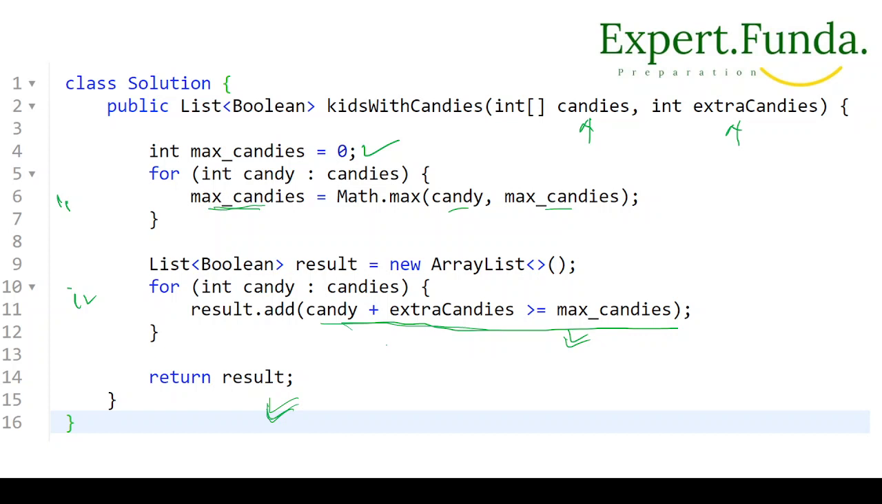Now you can see that we are iterating over the candies. So for the time complexity, what do we have? O of n, because we are iterating over all the candies. If we have n candies, the time complexity will become O of n, and we are adding to the result. If we are adding n candies, it means the space complexity is also O of n, right?